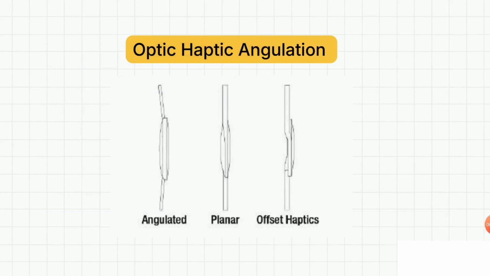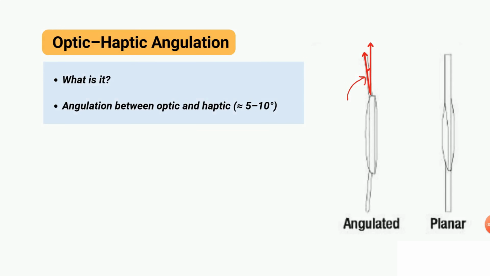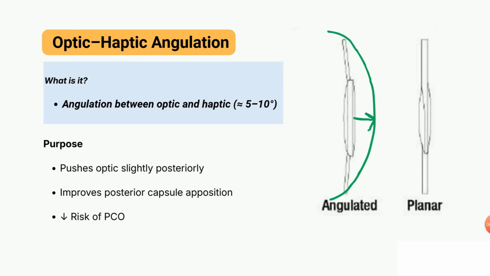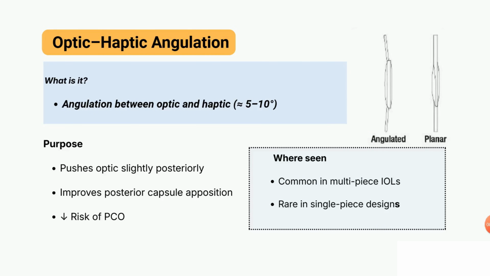Let's talk about the optic haptic angulation. Now, some IOLs incorporate an optic haptic angulation. Typically, this angle is about 5 to 10 degrees. Why is it so? This angulation pushes the optic slightly posteriorly, improving the apposition with the posterior capsule and therefore reducing the potential space where the lens epithelial cells can proliferate, and thereby it lowers the risk of PCO. Non-angulated designs are commonly seen in single-piece IOLs, and angulated designs are commonly seen in multi-piece IOLs.